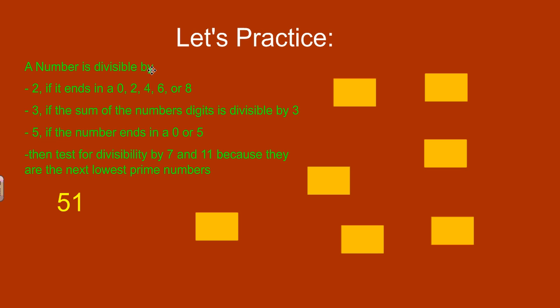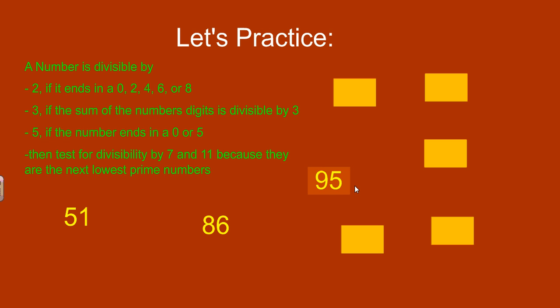Here's some practice. Let's try this one. It's not even, so it's not divisible by 2. But 5 plus 1 is 6, and 6 is divisible by 3. So this number would be composite. Try the next one. Pause the screen. Think about it. Did you come up with composite? Yes, because it's an even number. So it must be divisible by 2.